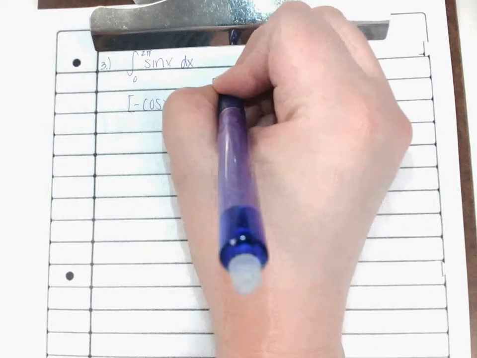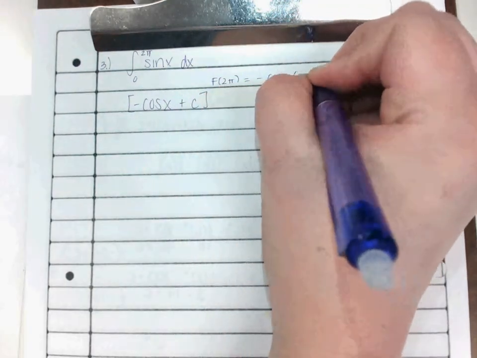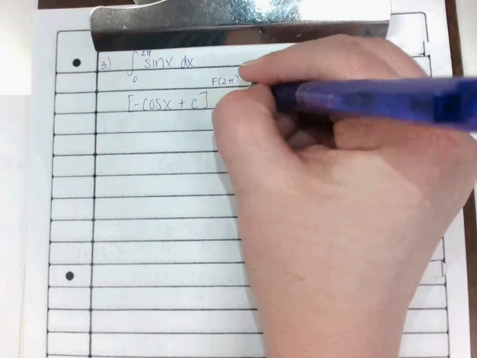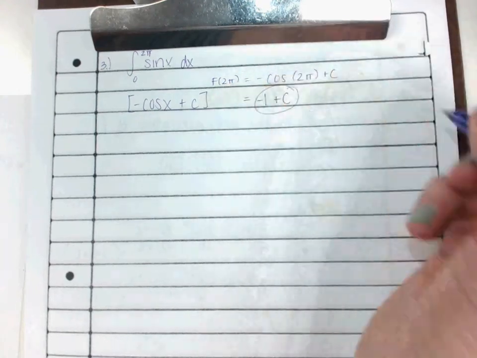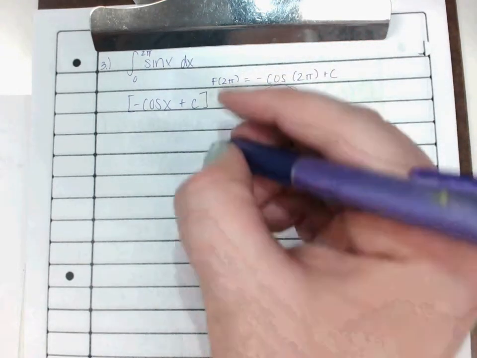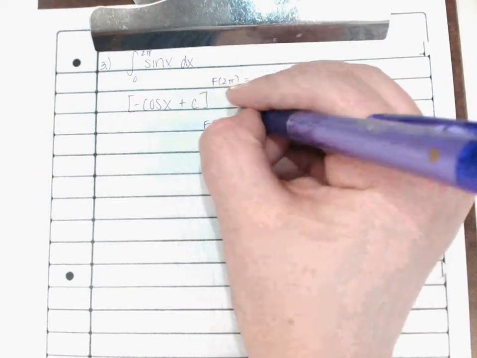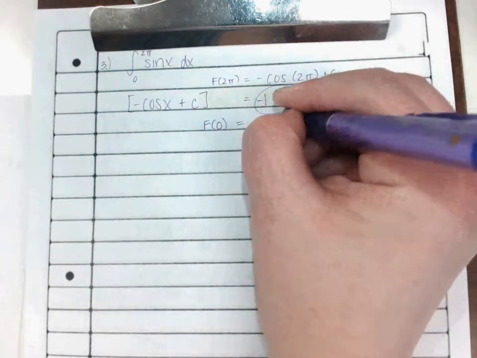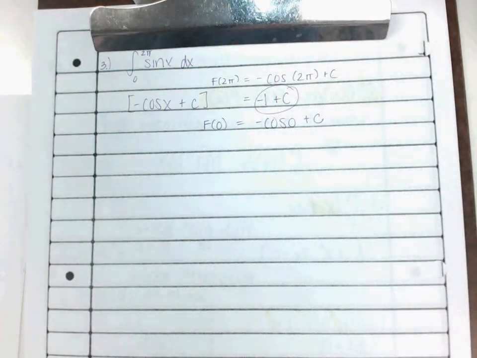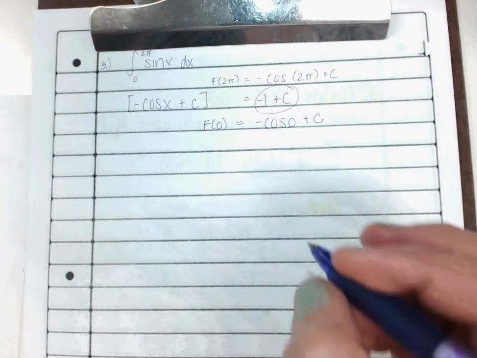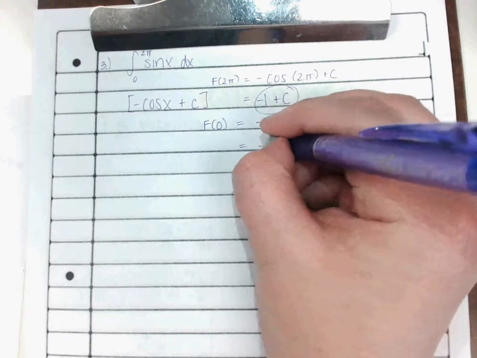Okay, so we're plugging in a 2 pi on top. What is the negative cosine of 2 pi? Okay, cosine of 2 pi is the same as cosine of 0, which is 1. So it's negative 1 plus c. On the bottom, we're plugging in 0. What is f of 0? Negative cosine 0 plus c. Cosine of 0 is still 1. Okay, so then it's going to be negative 1 plus c.